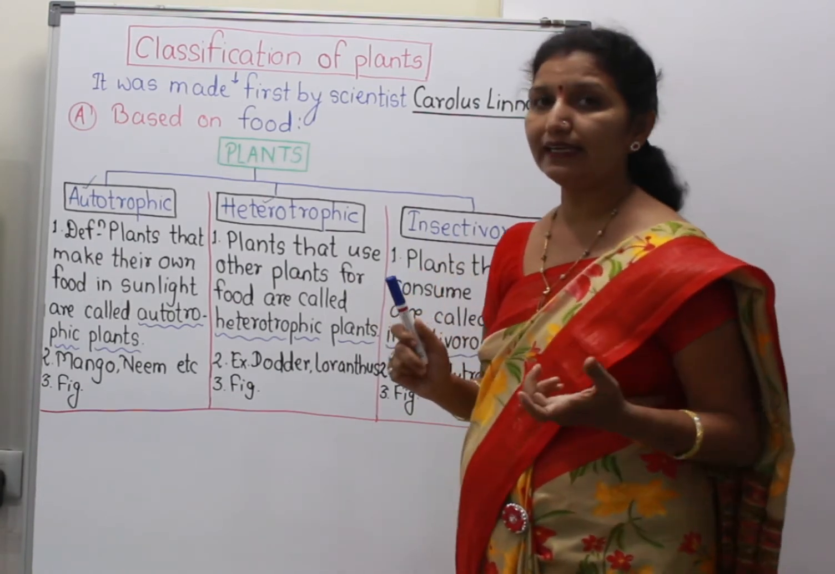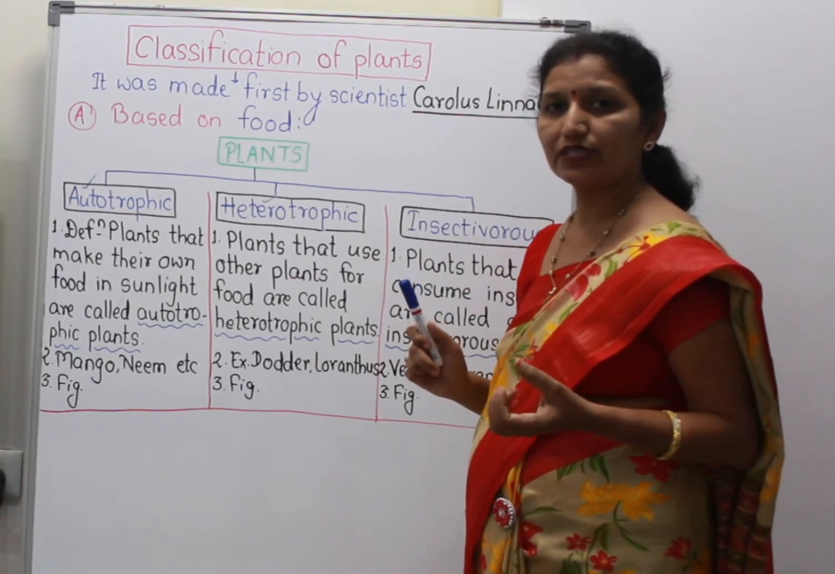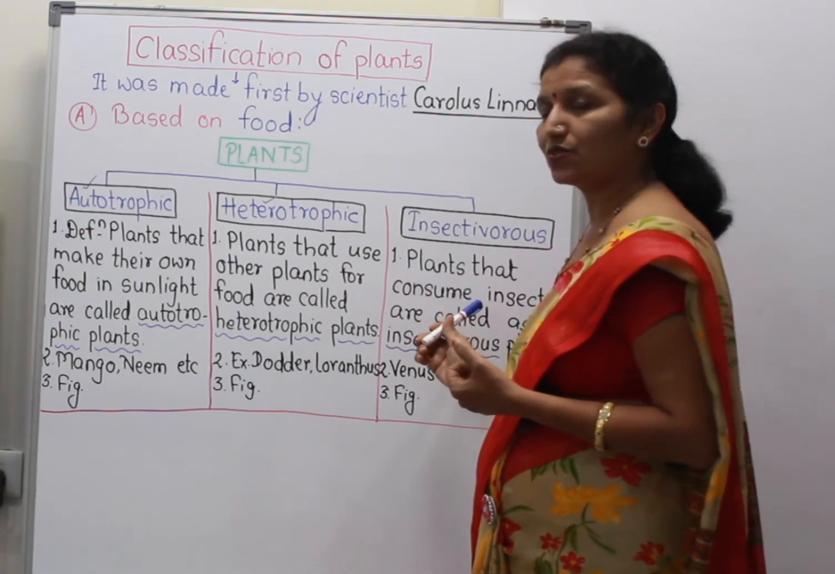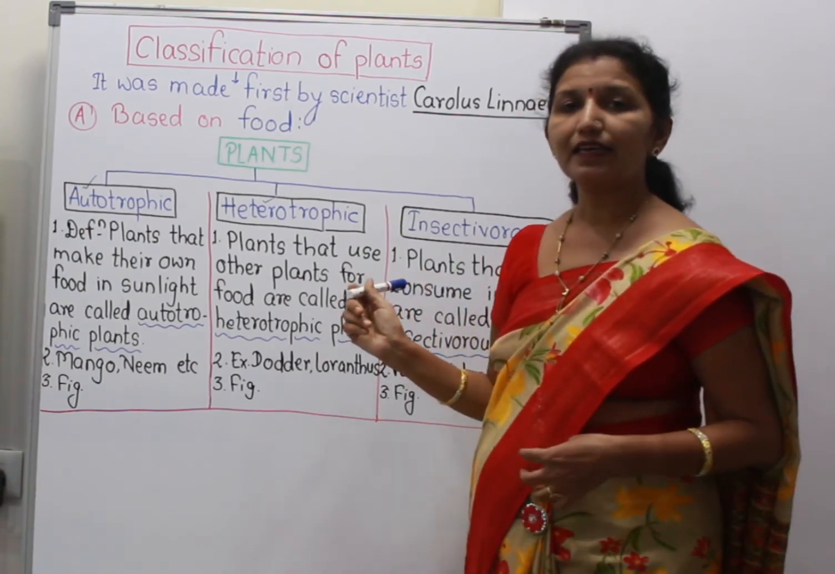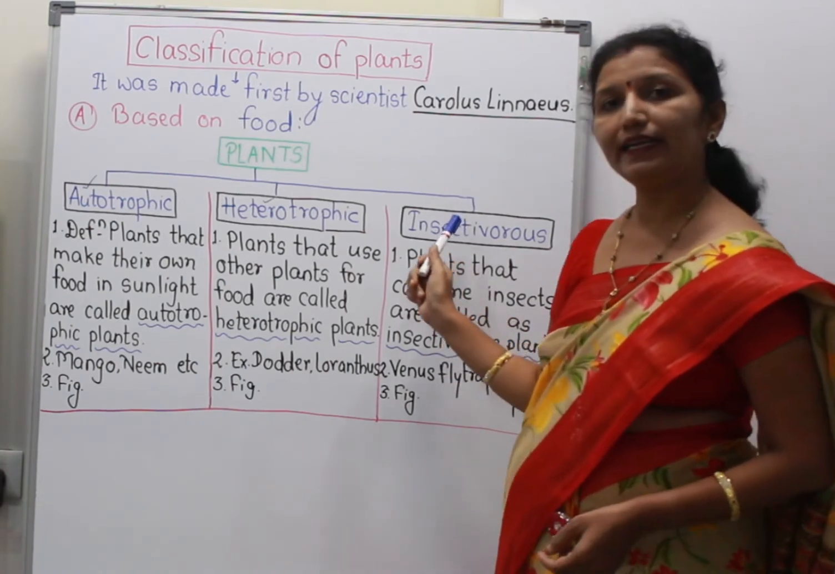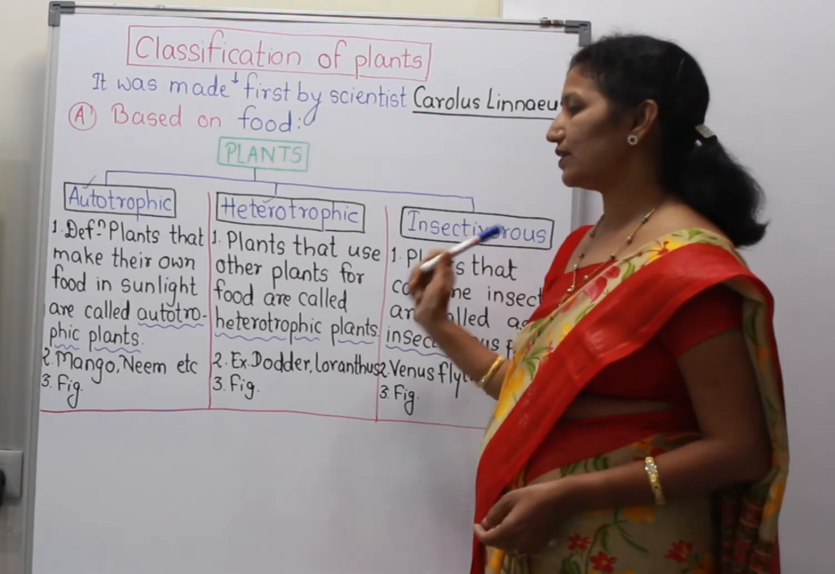Why do they eat insects? Because there is lack of nitrogen. There is deficiency of nitrogen in that soil, and that's why they require nitrogen, and they get nitrogen by eating insects. That's why they are called insectivorous plants.